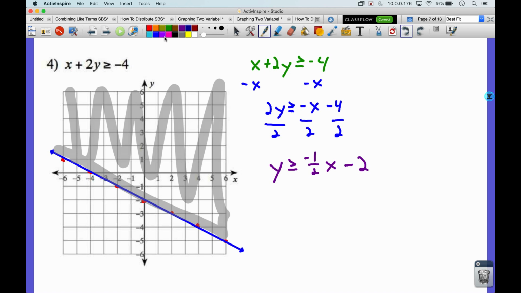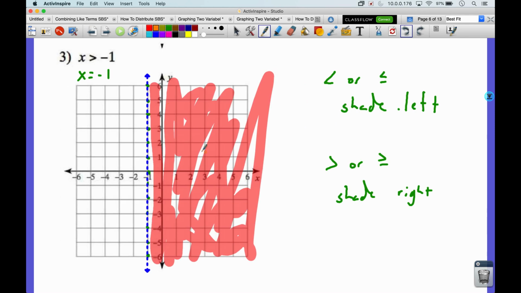All right, we didn't do a double check on that last one, so let's do a double check on this one. I'm going to pick a point, maybe something on the x-axis like 0, 2. Plug it in. Is 2 greater than or equal to negative 1/2 times 0 minus 2? Is 2 greater than or equal to negative 2? Checks out. This one, it's useful to double check these ones too because they're a little bit unusual. Let's just check with this point right here. 3, 0, is 3 greater than negative 1? Yeah, that one checks out too.